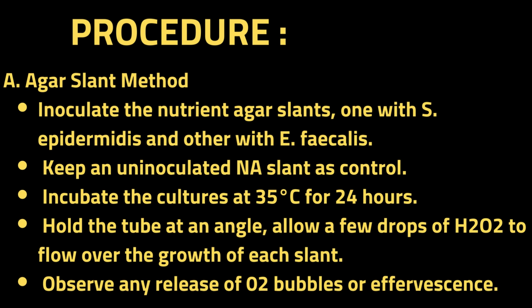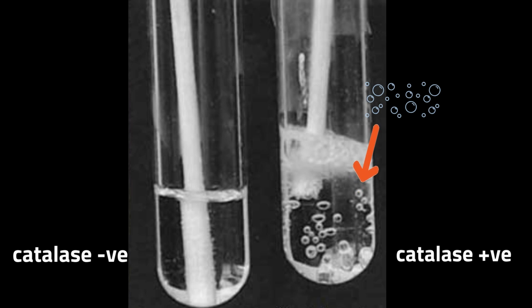Inoculate the nutrient agar slants, one with Staphylococcus epidermidis, and the other with Enterococcus faecalis. Keep an uninoculated nutrient agar slant as control. Incubate the cultures at 35 degrees Celsius for 24 hours. Hold the tube at an angle. Allow a few drops of H2O2 to flow over the growth of each slant. Observe any release of oxygen bubbles or effervescence.